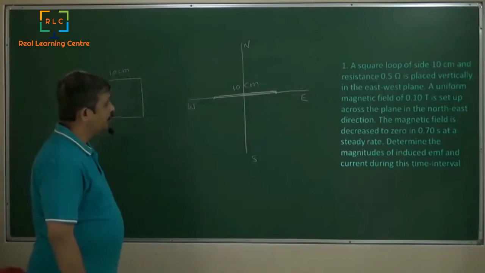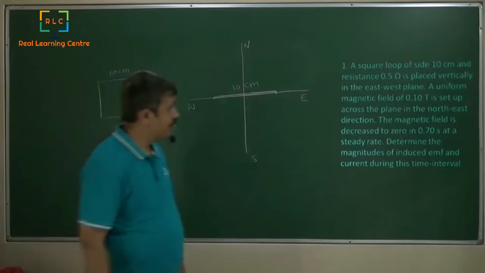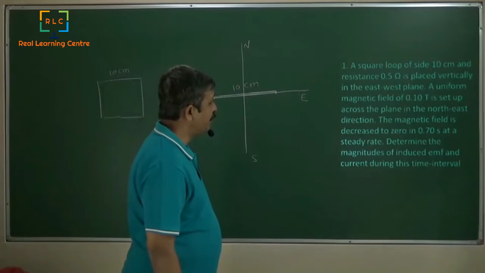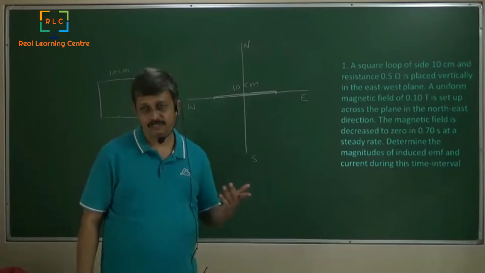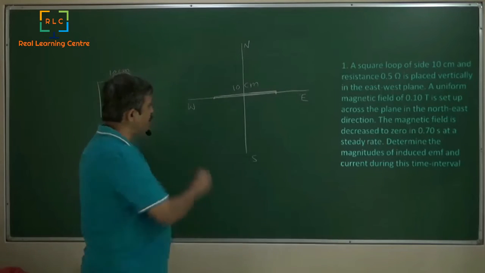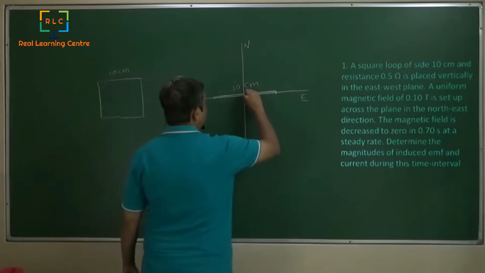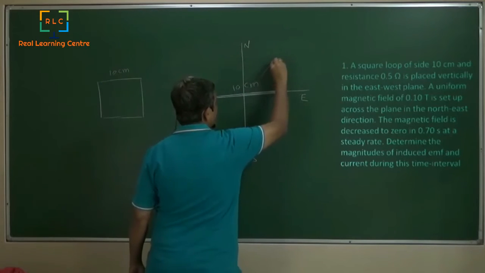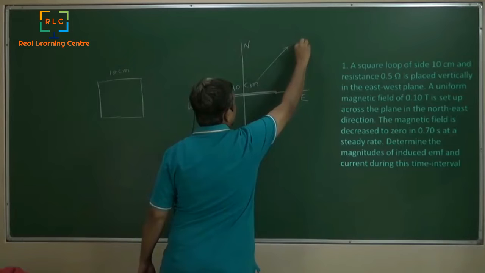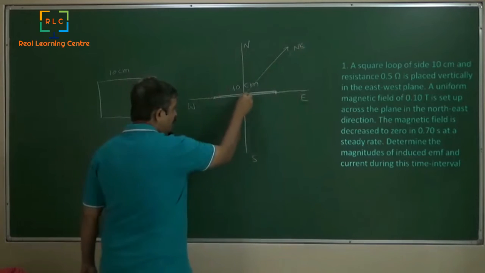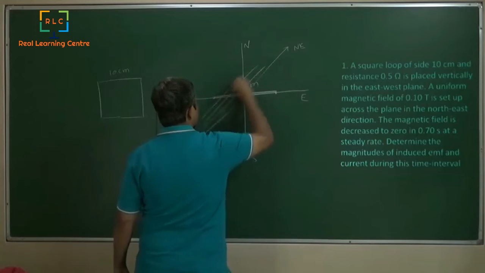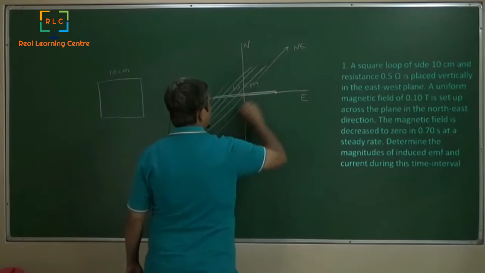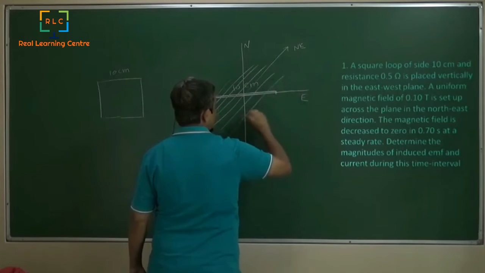Now, what they are saying is that a uniform magnetic field of 0.1 Tesla is set up across the plane in the northeast direction. Across the plane, so everywhere in the northeast. Northeast is exactly between these two, 45 degrees. In the northeast direction, we have set up a magnetic field like this.